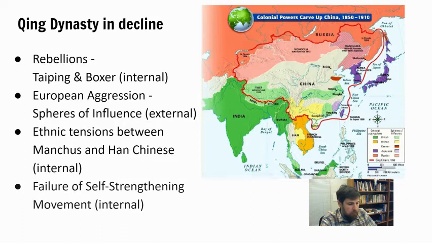And then the failure of the self-strengthening movement. So during the late Qing Dynasty, there were people in the Qing government who recognized the importance of industrialization and trying to modernize China and to bring its economy and its military up to speed with what was going on in Europe and try to make China a modern country that could compete with European powers. And that failed. And so that's another internal reason for the decline of the Qing Dynasty.